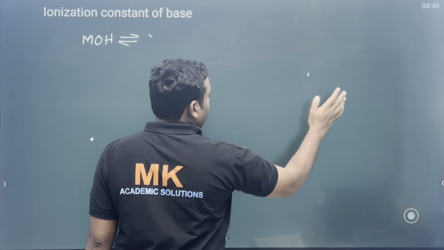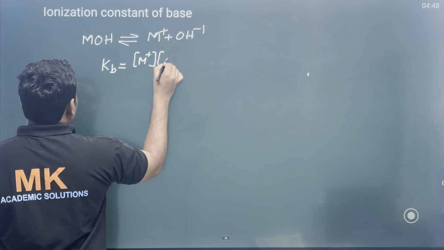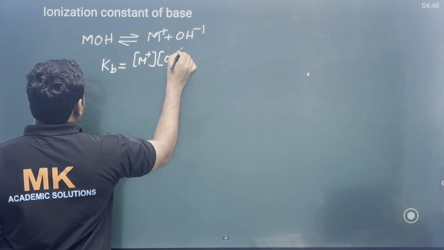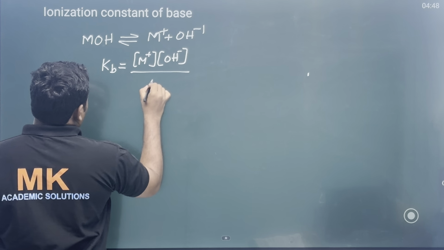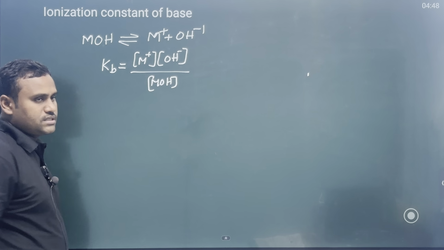So here MOH gives rise to M plus and OH minus ions. Now here, the dissociation constant Kb is equal to the concentration of M plus times the concentration of OH minus ions, divided by the concentration of MOH. Okay, this is the Kb.